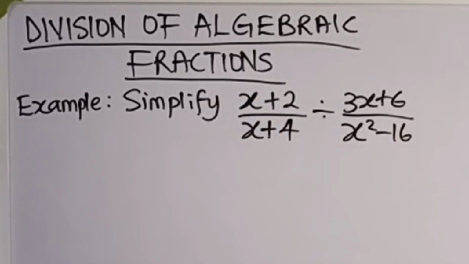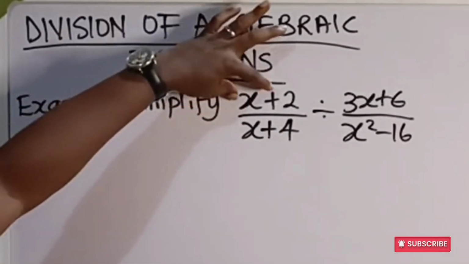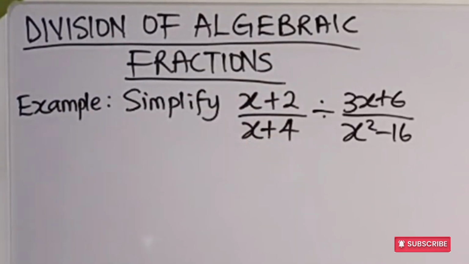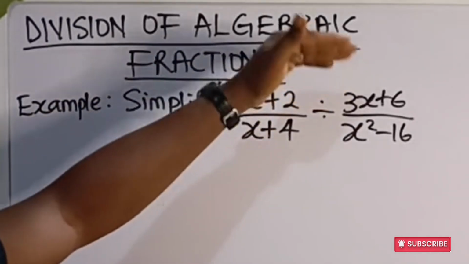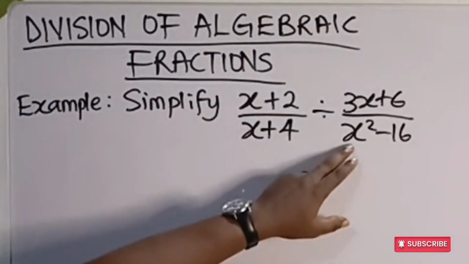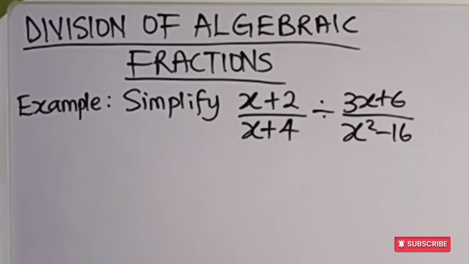In this question, we need to look out for opportunities to factorize. Over here, x plus 2 we cannot factorize. Over here, x plus 4 we cannot factorize. But over here, 3x plus 6 we can factorize, because between 3x and 6, 3 is common, so we can factorize that out. Here, x squared minus 16, we can also factorize using difference of two squares. So let's look at that.